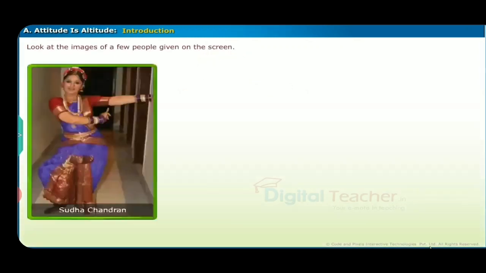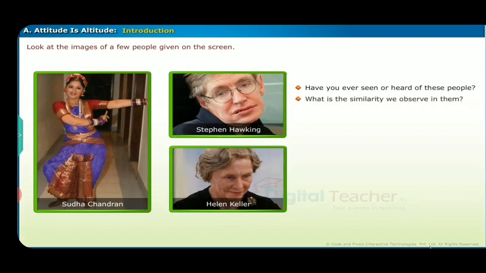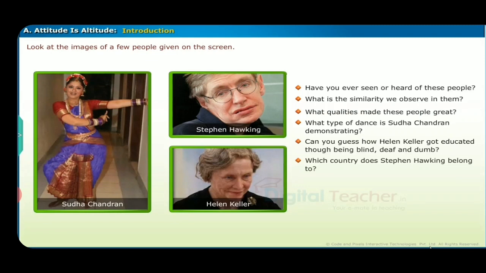Look at the images of few people given on the screen. Have you ever seen or heard of these people? What is the similarity we observe in them? What qualities made these people great? What type of dance is Sudha Chandran demonstrating? Can you guess how Helen Keller got educated through being blind, deaf and dumb? Which country does Stephen Hawking belong to? Do you know the difference between dress and costume?